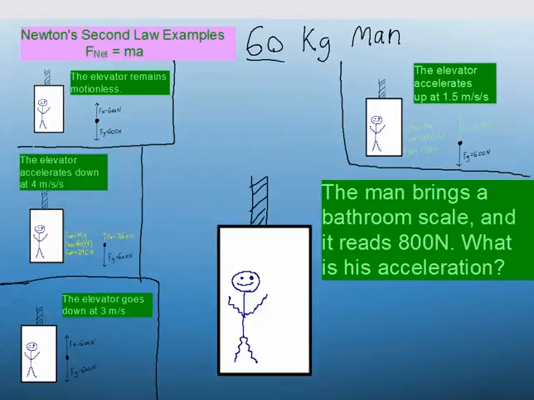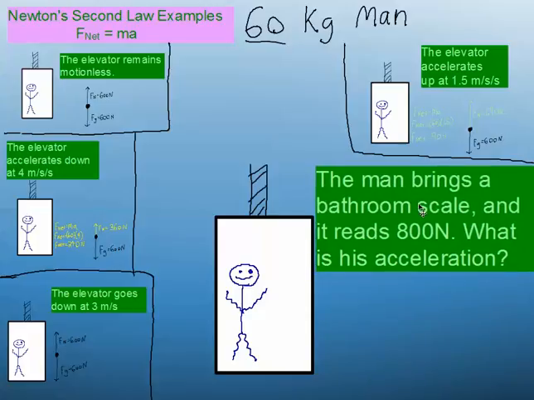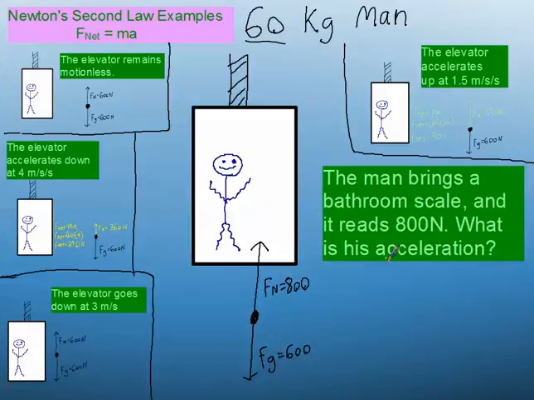For this last one, the man actually brings his own bathroom scale on board, and the bathroom scale reads 800 newtons, even though he's only a 600 newton guy. And we want to know what's the acceleration of the elevator based on that reading. In this case, the reading on the bathroom scale tells you his normal force. So the force of gravity on him is 600 newtons down, but the normal force up on him is 800 newtons to produce that net force.